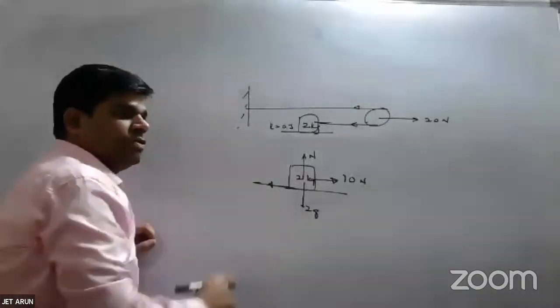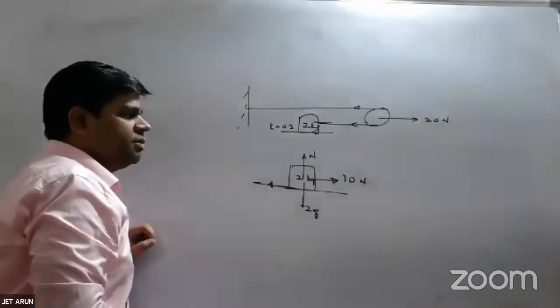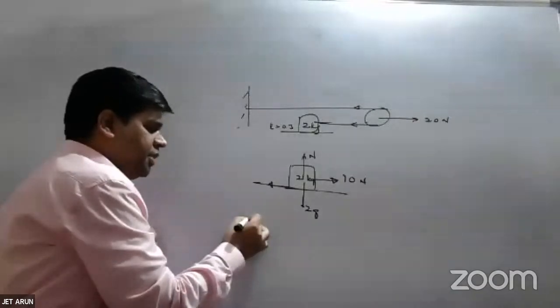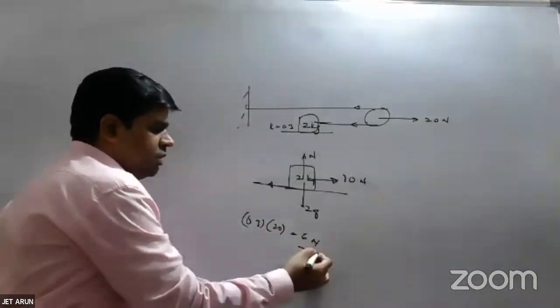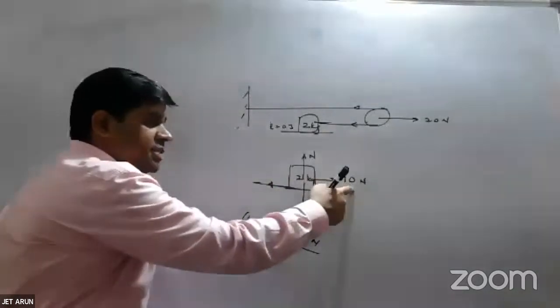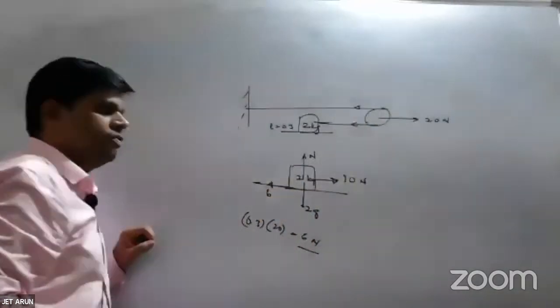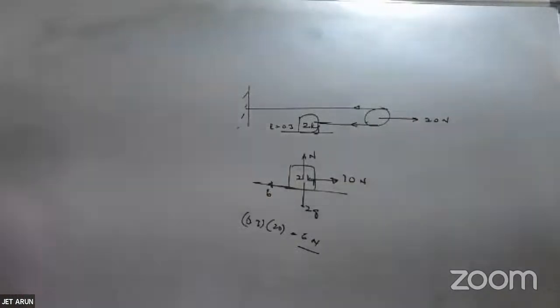Now I'll find out the limiting value of the friction. What is the limiting value of the friction? Mu into N, so 0.3 into 20, which is 6 Newton. So limiting value is 6, but applied is 10. So friction will be 6 and the block starts moving.